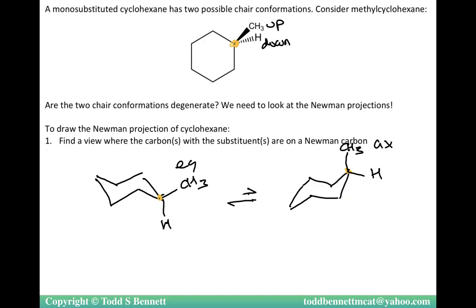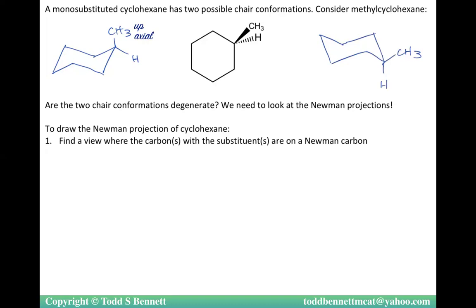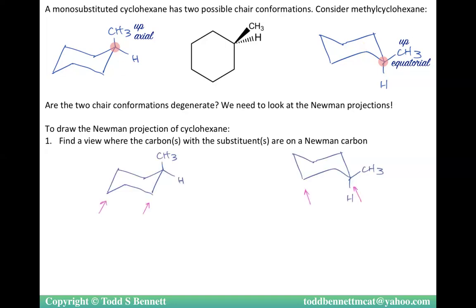So I'm going to erase everything. So there's my chair conformation. It's up and axial. Another one equatorial and up, so still up. There's my carbon of interest. So far, so good. So that's just what I drew down here, but now computer generated is much prettier. For the Newman projection, you're actually going to be looking down 2 carbon-carbon bonds simultaneously. So you're going to have a dot here, circle here, dot here, circle there.